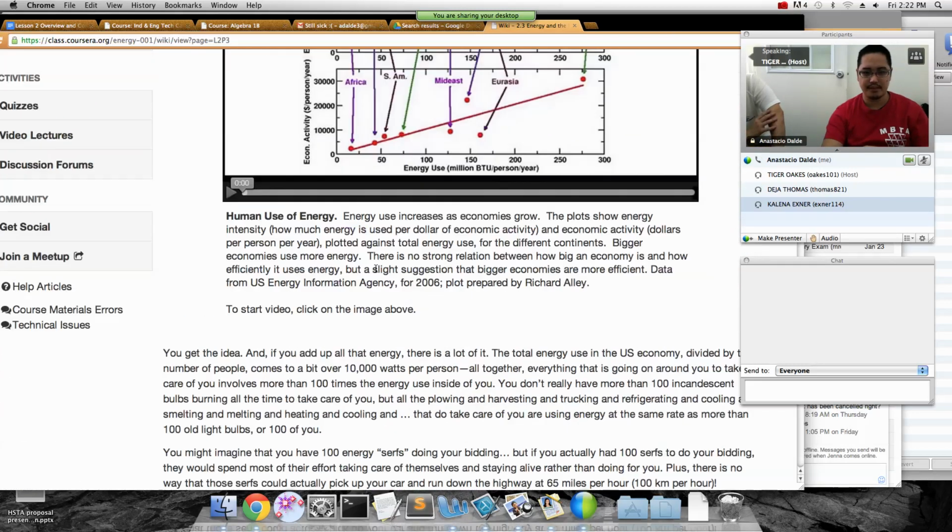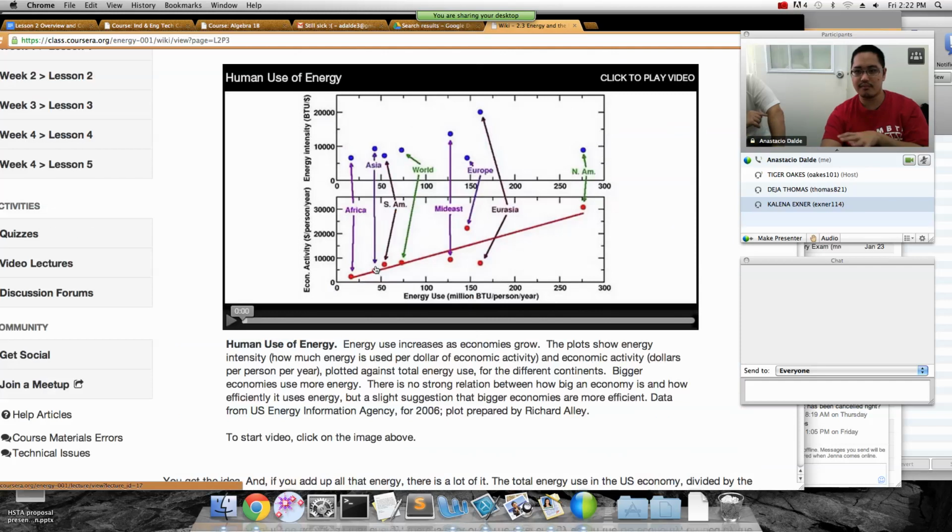All right, this graph pretty much shows the amount. The red dots over here show how much energy people in these countries are using, measured in BTUs per person per year. So in Africa, you're not using much energy. North America, we're like energy hogs. We're just energy consumers. We're at the top of the chart.